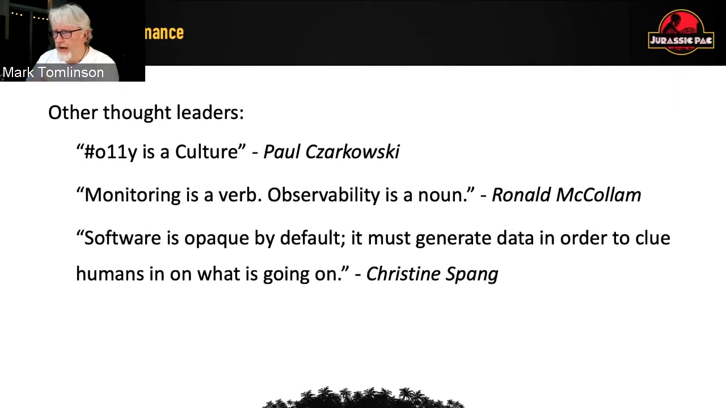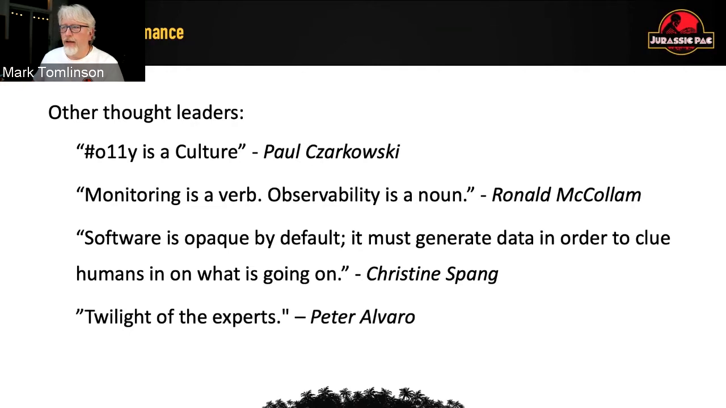Christine Spang: software is opaque by default, which I agree, it is opaque. Mostly we have words like black box in our industry, and yeah, sure, it can be a black box. It must generate data in order to clue humans in on what's going on. Absolutely right. Instrumentation, logging, tracing, everything you see in a flame graph, you bet. You need to be able to do that elegantly. You can't just spit something out and treat it as waste. You actually have to imagine that there's a whole process and some elegance about that.